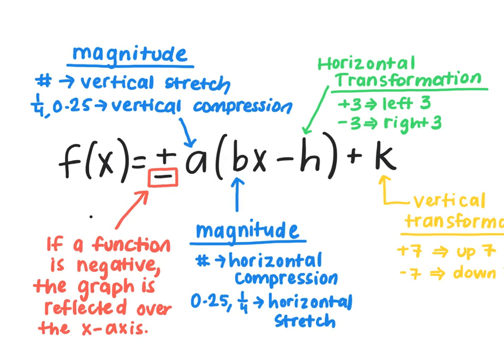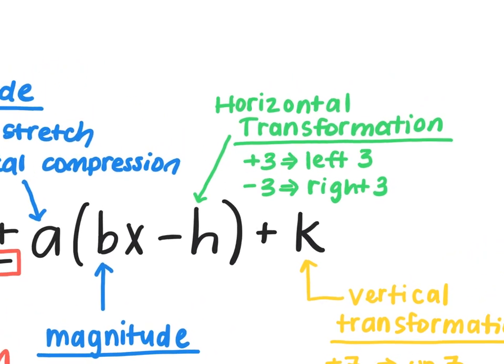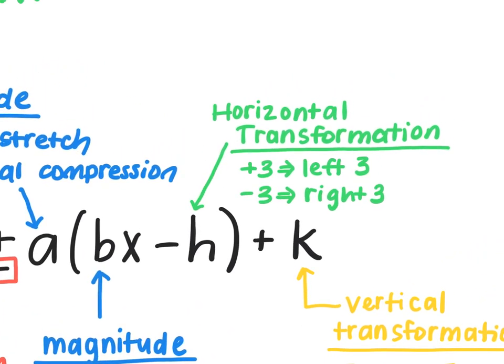The next kind of transformation we have is going to be a horizontal transformation. And y'all, that is whatever number is in my group. So on this one, I have to do the opposite. Remember, we got to do opposite. So if I have a plus 3 in here, that means I'm going to the left 3. Minus 3 means I'm going to the right 3. These numbers can be any number. This is just what I chose for this example.